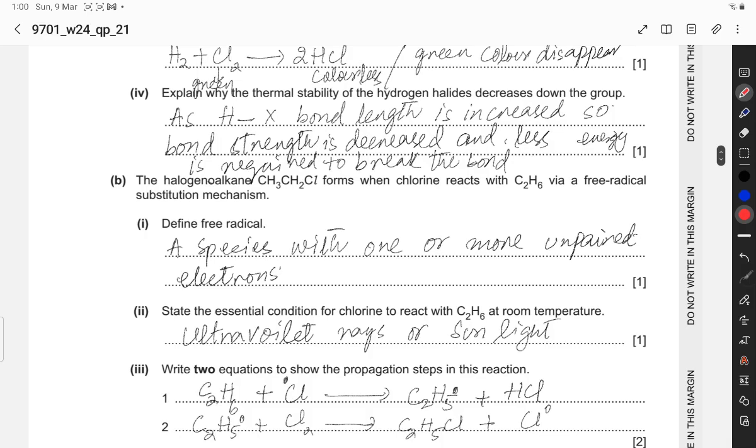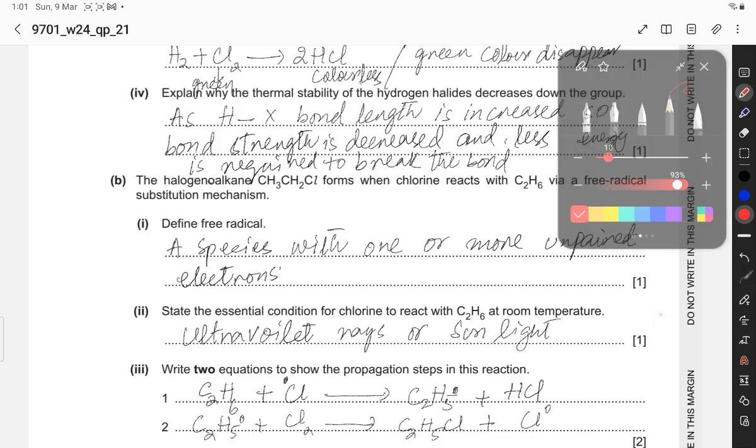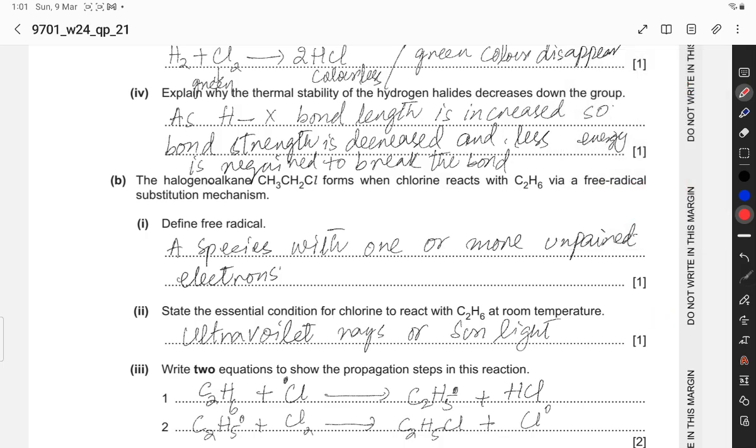Thermal stability links with the bond length, and we know that the bond length is increased down the group due to increasing the number of shells. So bond length is inversely proportional to bond energy. So bond energy is energy required to break the bonds between hydrogen and halides.